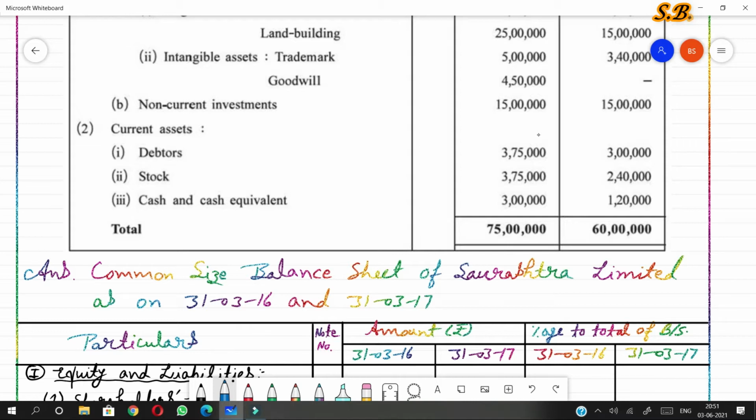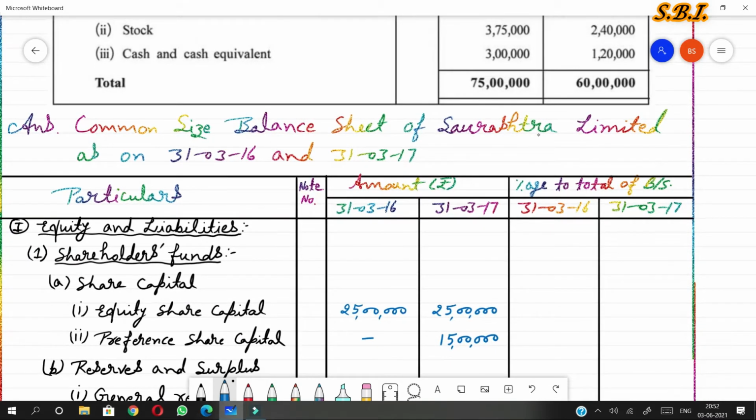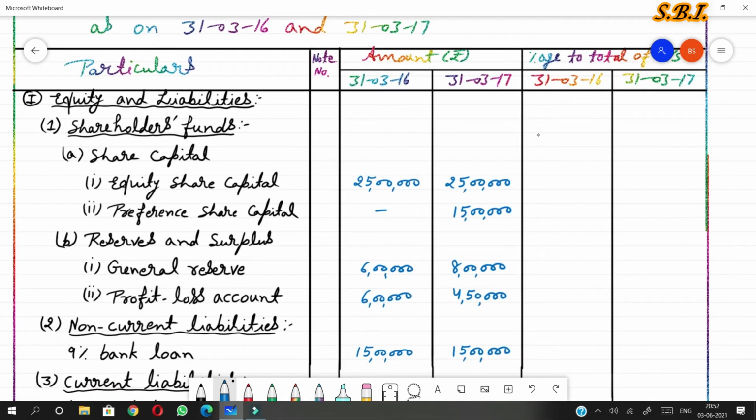So for the year 31st March 2016 we have to take denominator 60 lakh, and for the year 31st March 2017 we will take 75 lakh as a denominator. So the information which is given we have to note down in this format, and we have already noted down. So let's start to find percentage to total of balance sheet.